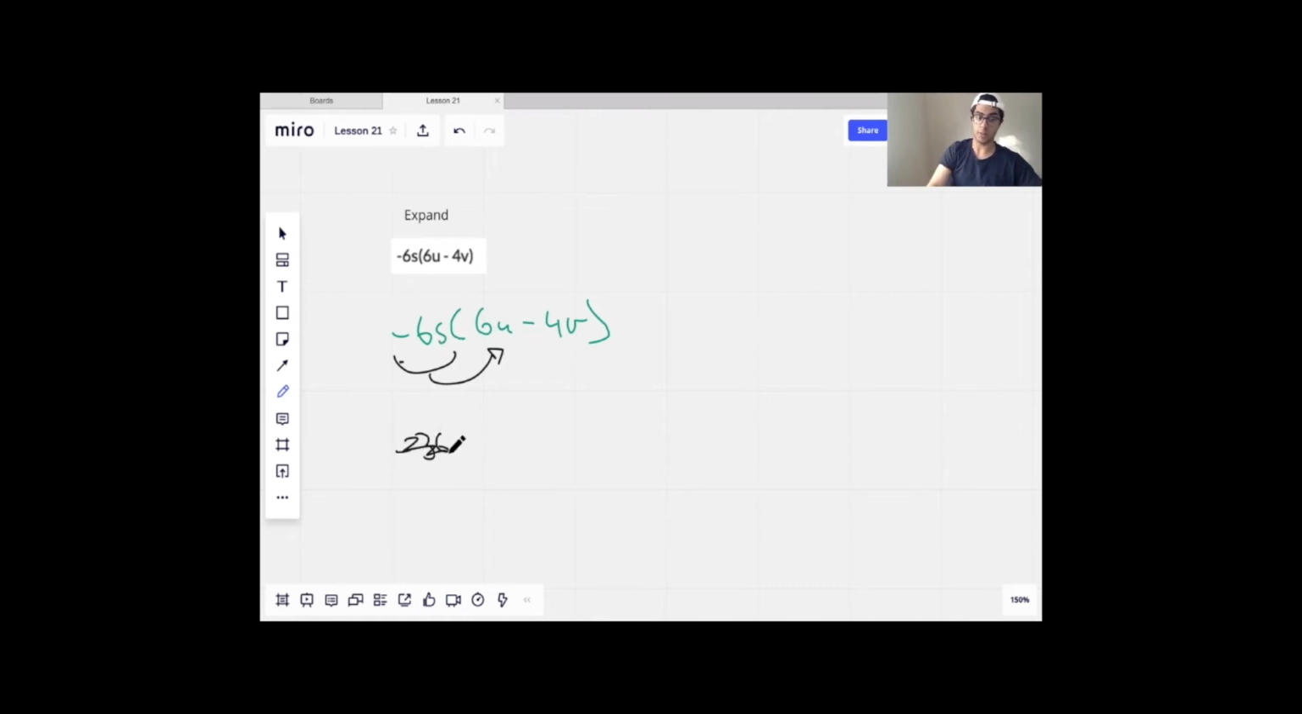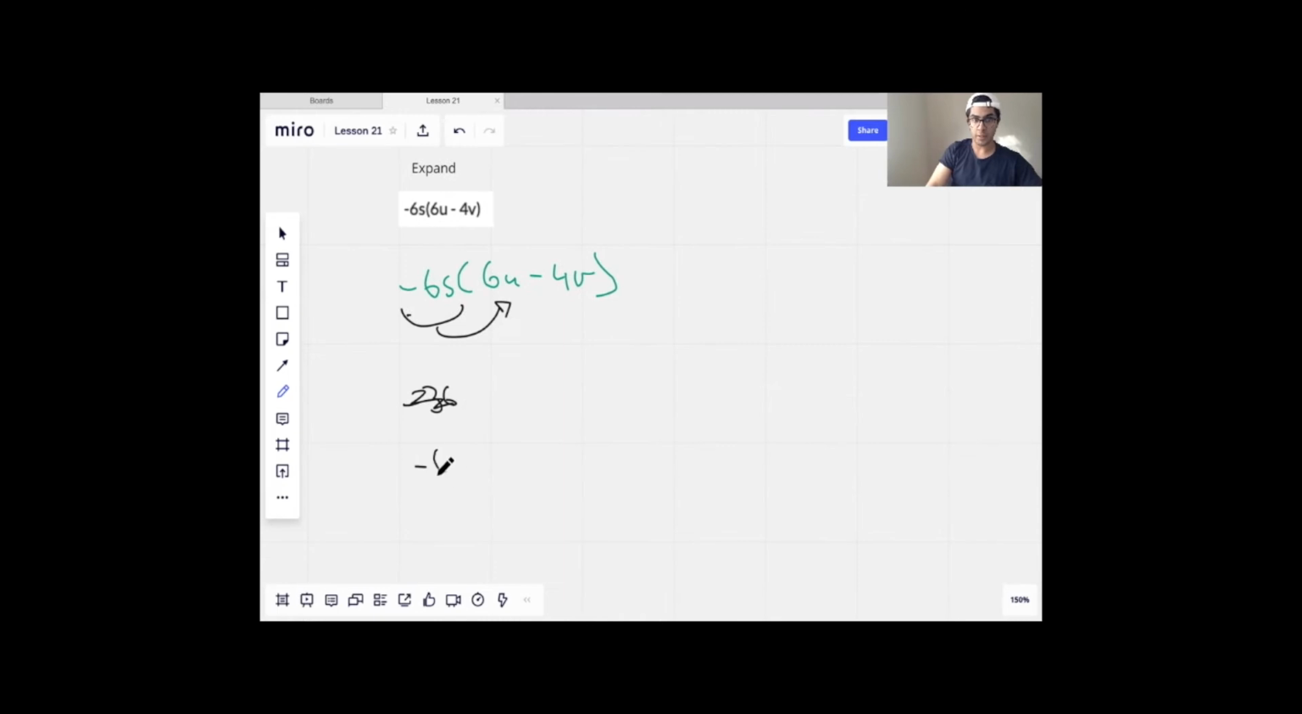Actually, let me write that down a bit more clearly. Minus 6x times by 6u minus, so we copy this one here, right? Because before we had the addition, we copy that, and since it's a distributive property, we can just copy this sign here.